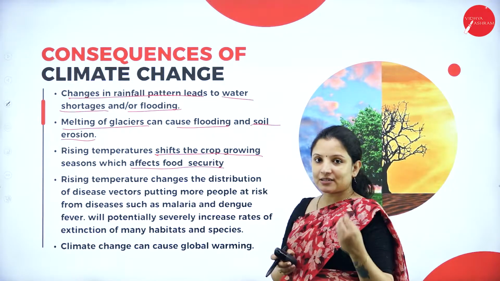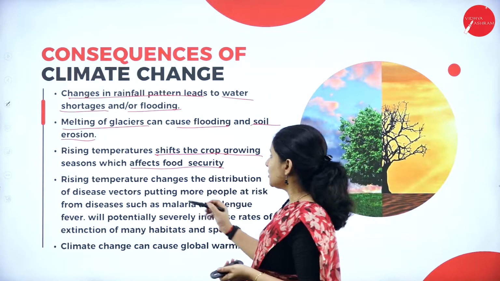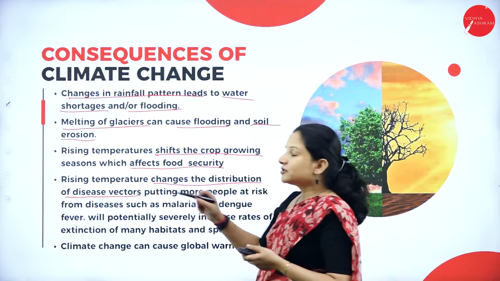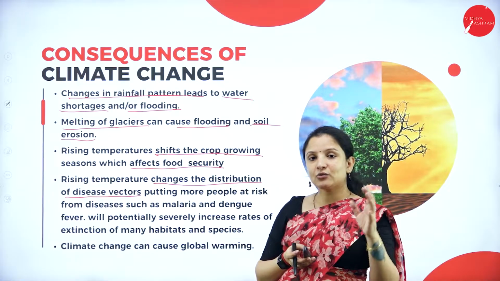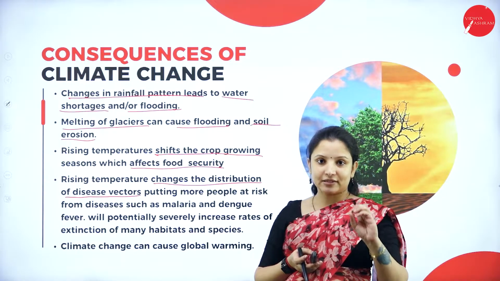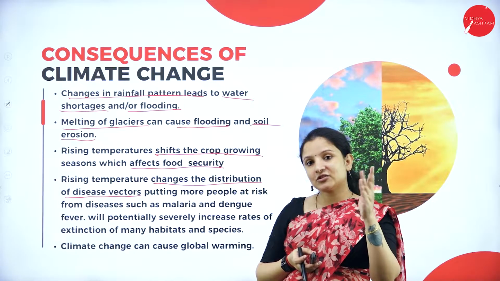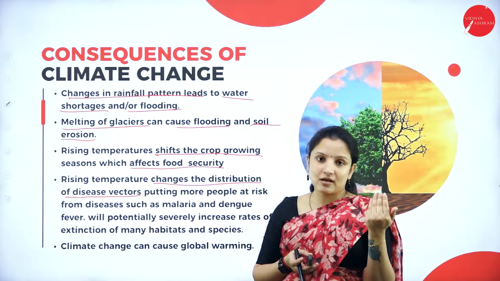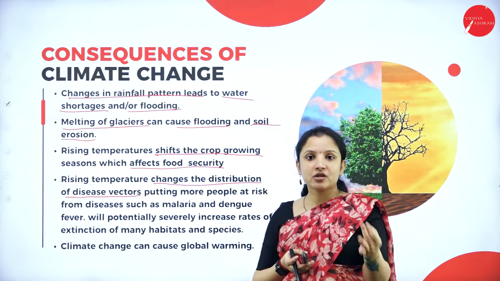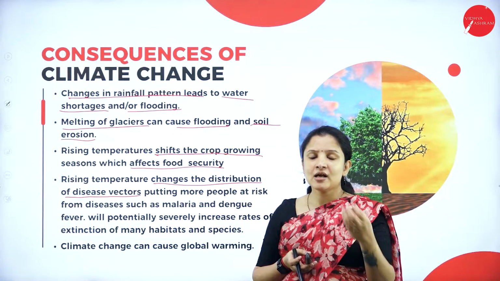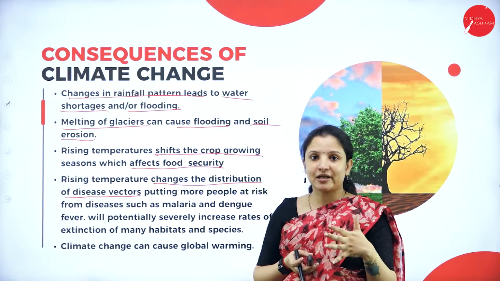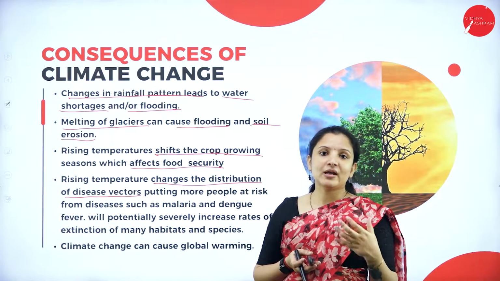And the rising temperature can change the distribution of disease vectors. For example, in rainy season we have a particular set of diseases. In winter we have a particular set of diseases. In rainy season especially the waterborne diseases are more, and apart from that malaria, dengue, chikungunya, all that arises, right? But nowadays the climate pattern has shifted to such an extent that throughout the year we have all sorts of diseases circulating.